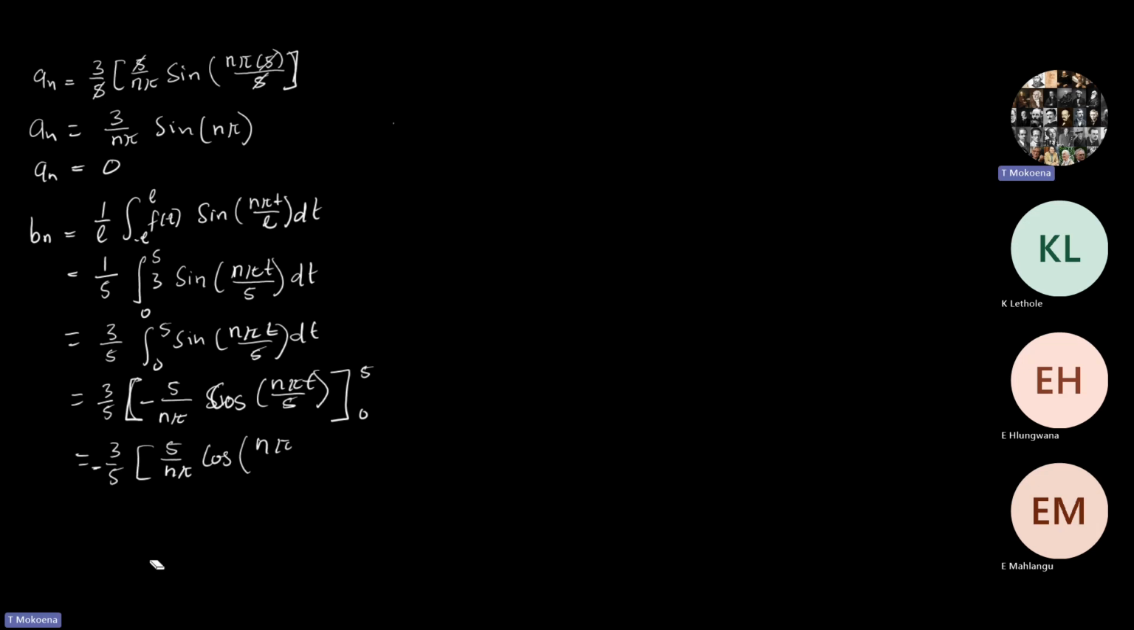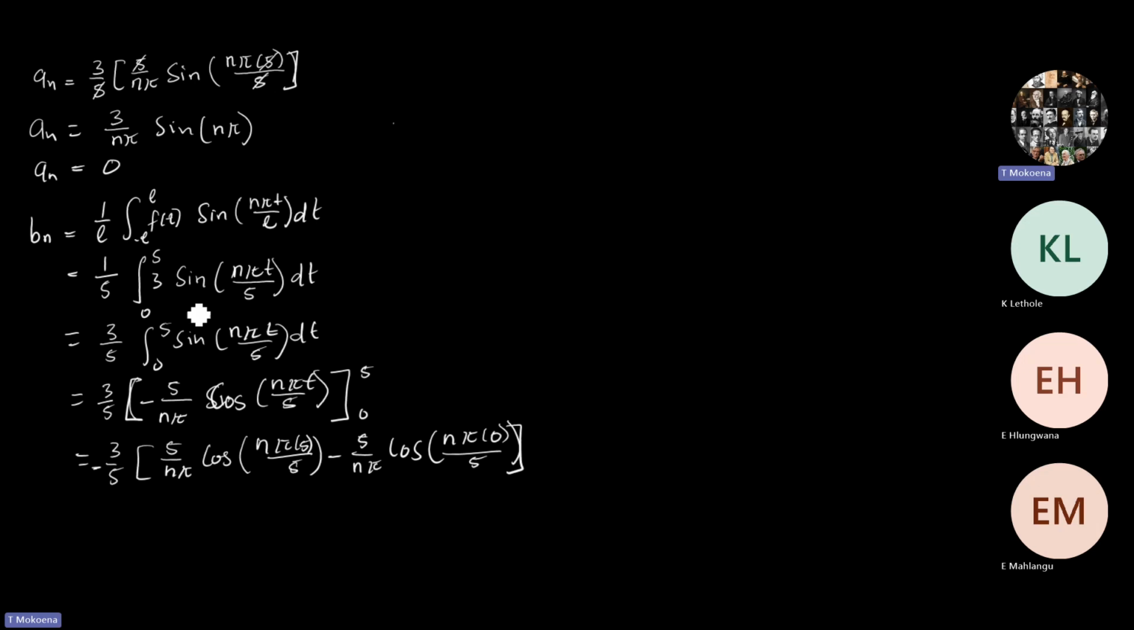We need to repeat everything. So now we're going to substitute our bounds. We're going to start with 5, and then we're going to end with 0. Cos of n pi, divided by 5, subtract 5 over n pi cos of n pi. Now we substitute 0 there. It's going to be 0 divided by 5. Close the bracket.